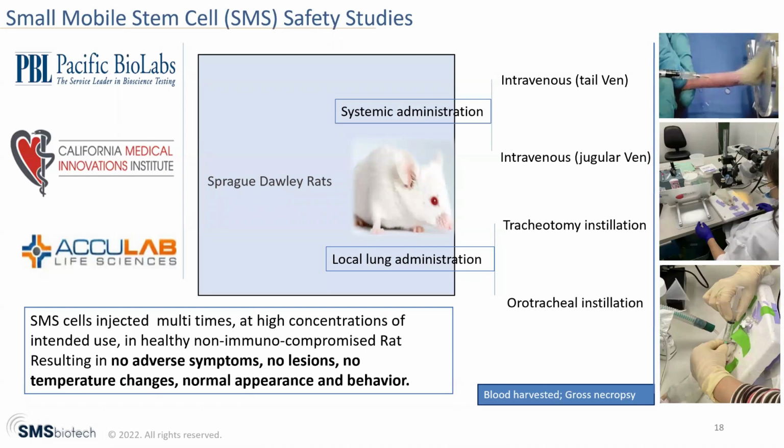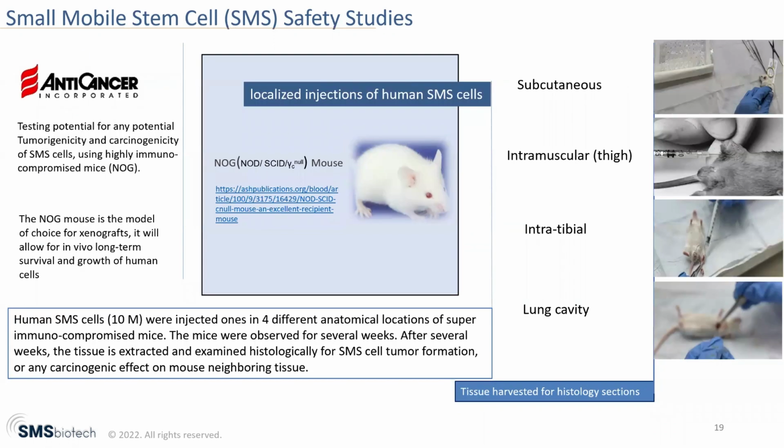We tested on animals the safety of the SMS cells using intravenous systemic injections. We also tested using direct application through the trachea to the lung. We used a large number of cells and we observed no adverse symptoms, no lesions, no temperature changes, normal appearance, normal behavior, no adverse effects whatsoever.